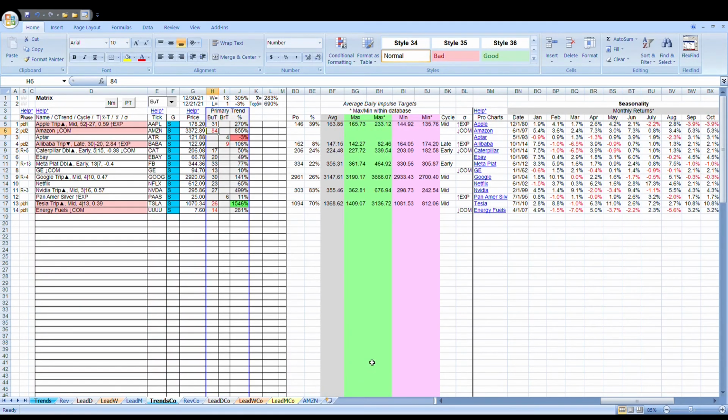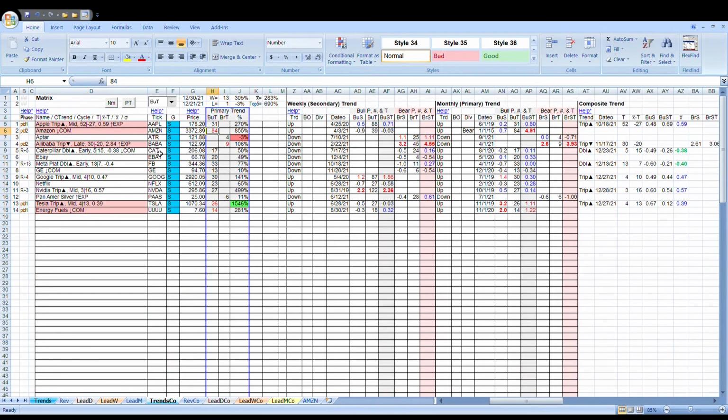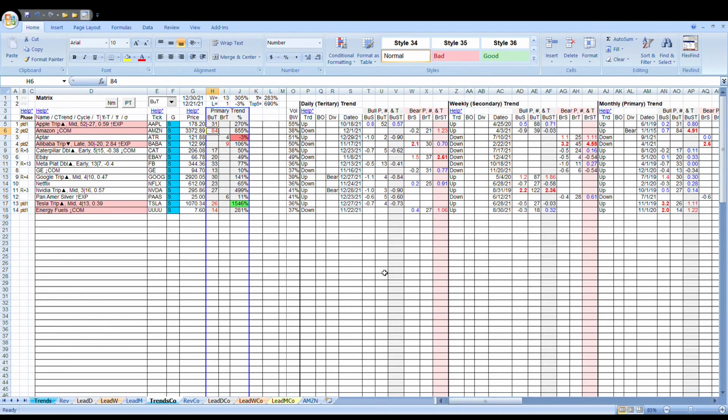So in terms of the evolution of the trade, Amazon is transitioning. It's been up for a long time. It's one of the top performers next to Tesla of the stocks that we track, but it's starting to weaken. The downtrend, the daily is down. This could go over and infect the weekly.